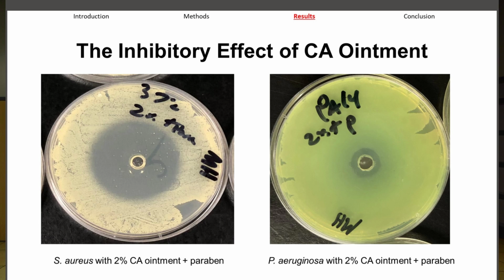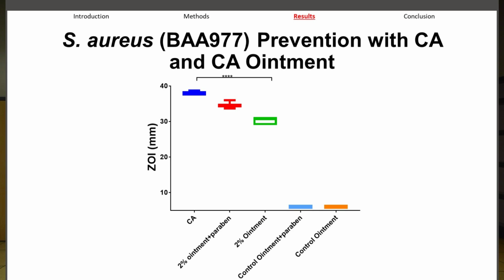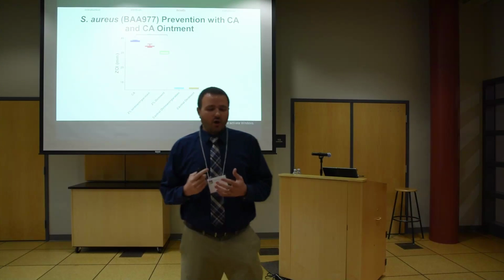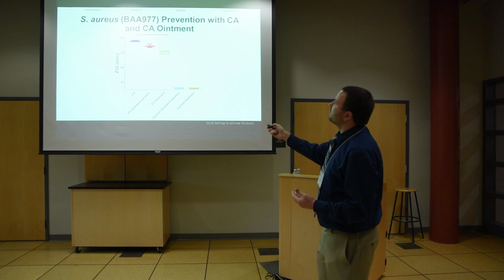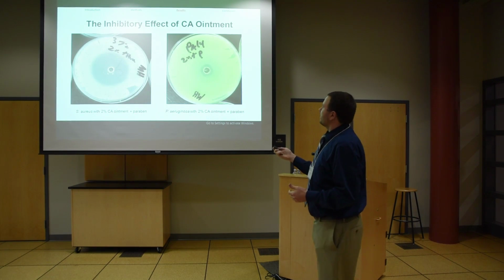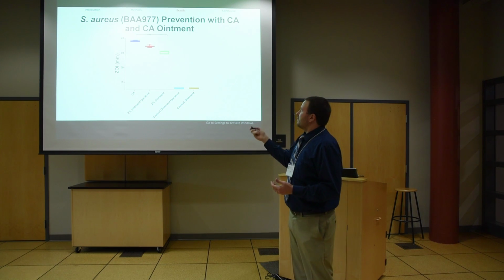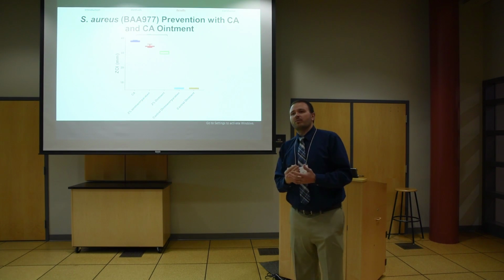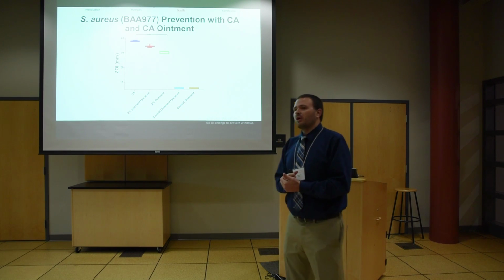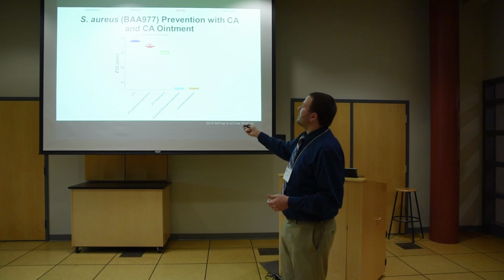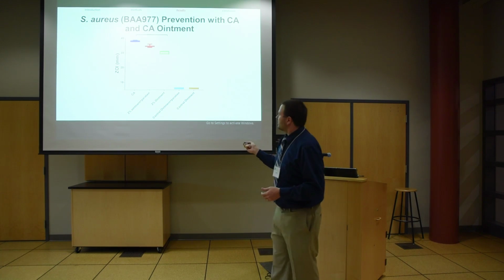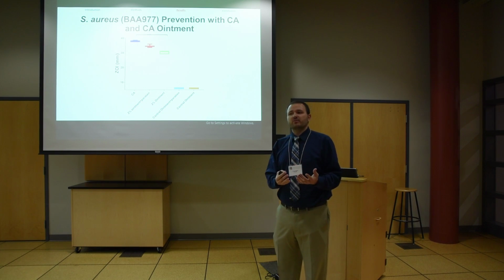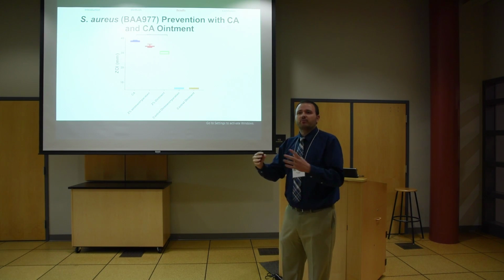When we looked at the data, I only have time to show one strain of each bacteria per experiment, just because of time constraints. As we saw with all 3 strains of Staph aureus, there might have been a difference of about plus or minus 2 or 3 millimeters, but we always saw the exact same trend: cinnamaldehyde at 100% being the best, followed closely by the 2% ointment plus paraben, followed by the 2% ointment alone, and there was always a significant difference between the cinnamaldehyde and the 2% ointment. But interestingly enough, when we looked at our controls down here, the control was always a 6, because we had that 6mm well, so that's always part of the measurement.